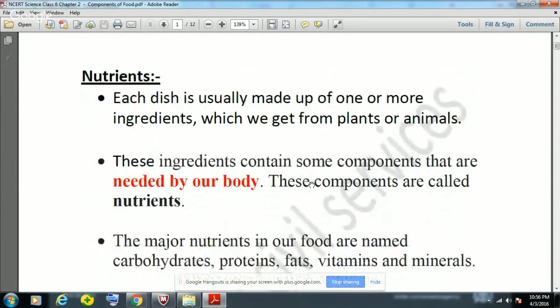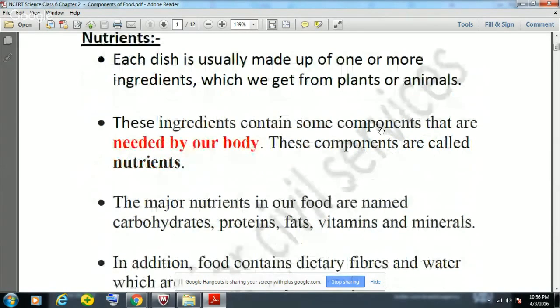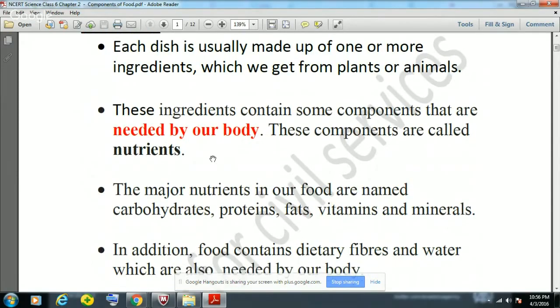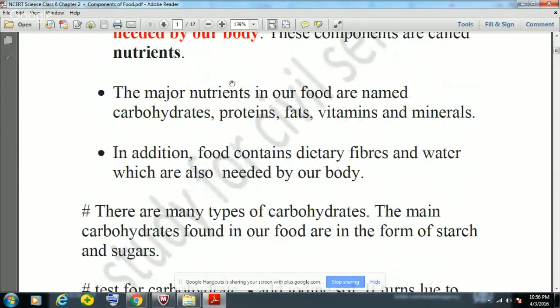So we will start with nutrients. Each dish is usually made of one or more ingredients which we get from plants and animals. I've told you that we get our food from plants or animals, and whatever ingredients, these contain some components that are needed by our body, and these components are known as nutrients. The major nutrients in our food are six. These are carbohydrates, proteins, fats, minerals, and vitamins.